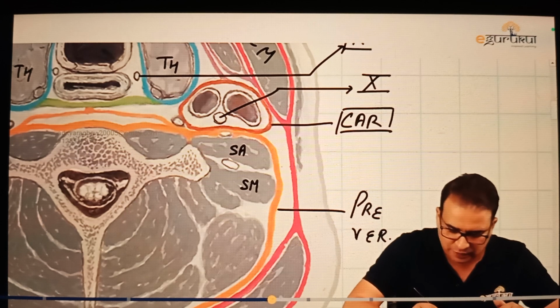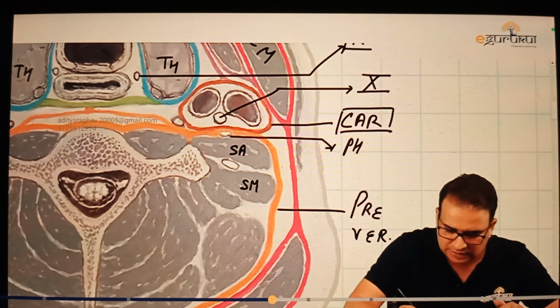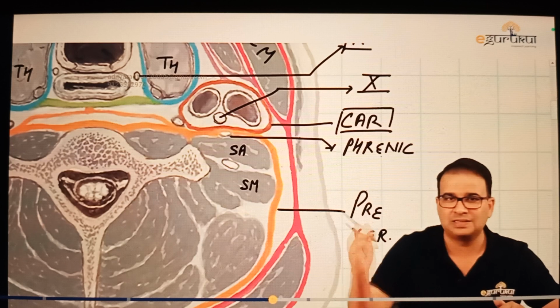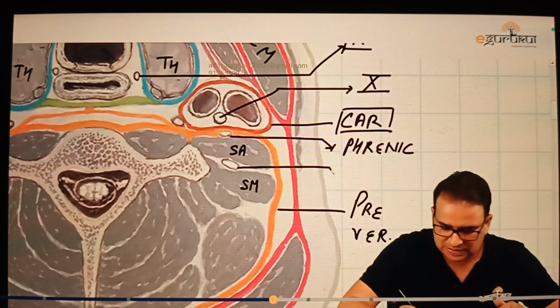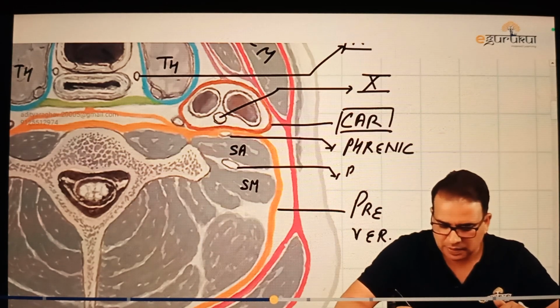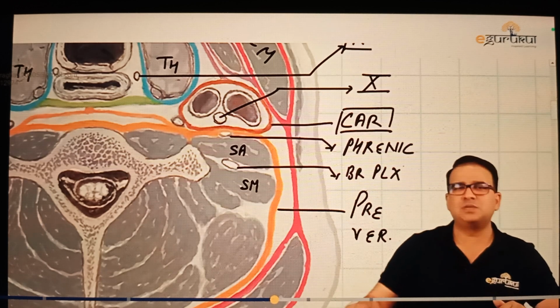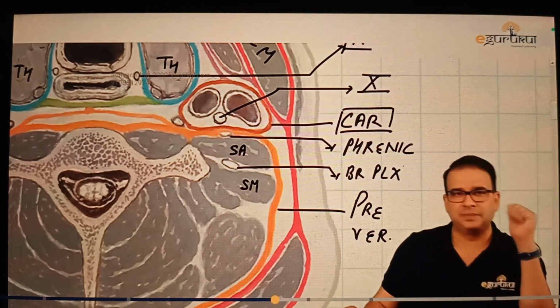Now scalenus anterior and medius. In front of scalenus anterior, this here is the phrenic nerve. This is the phrenic. Now you can see this behind the fascia. Between scalenus anterior and medius, what is that? That is the brachial plexus. These are the cervical roots which are going to give rise to the brachial plexus. You find it between the muscles.